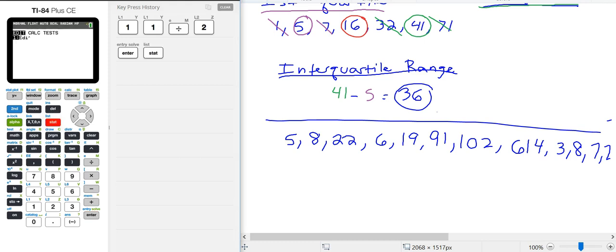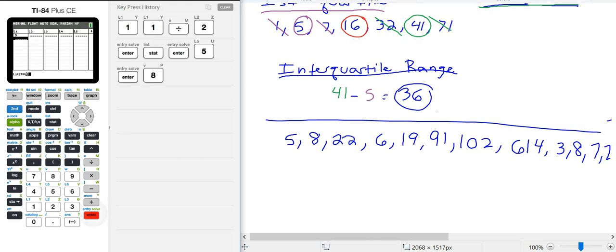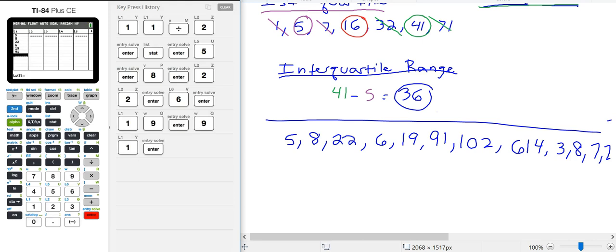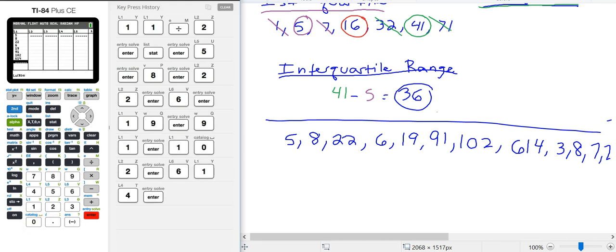Press the Stat button, press Enter by Edit, and here you have a bunch of lists. We only have one list of data points here, so we're going to enter in our whole list over here: 5, 8, 22, 6, 19, 91, 102, 614, 3, 8, 7, 2.